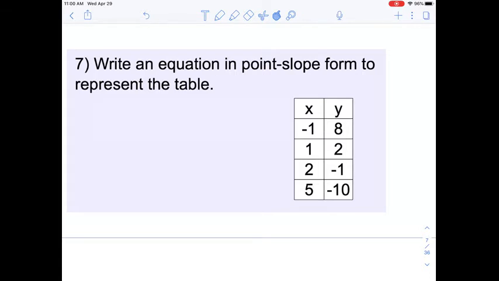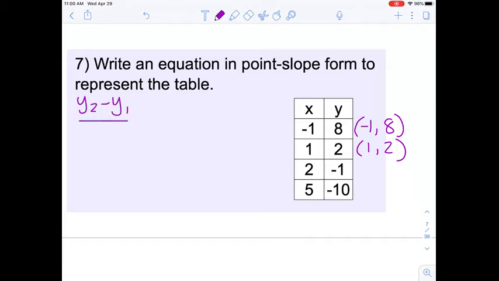Number 7 says write an equation in point-slope form to represent the table. So we're given a table, we need to write this in point-slope. First thing we need to do is find the slope. So I'm going to write these as ordered pairs. So we have -1, 8, and 1 and 2. I'm going to find the slope of this line by using these 2 points.